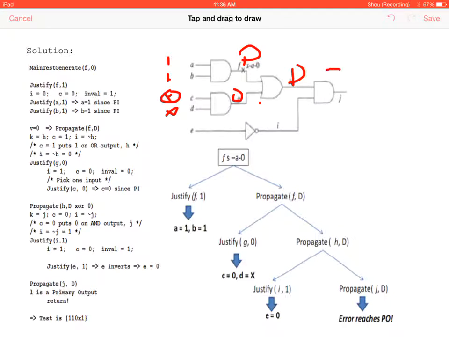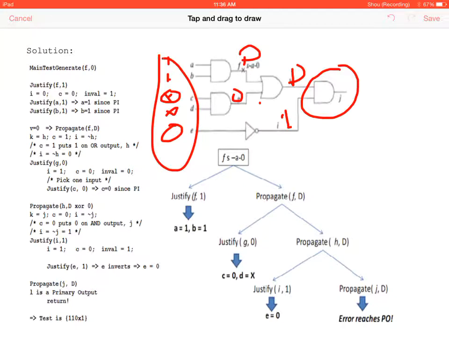So again, we have an AND gate. What does this need to be here to propagate the error to the output? Correct. So what does that mean E needs to be? 0. There you go. So this becomes D on the output. So we've propagated the error to the output using this test vector.